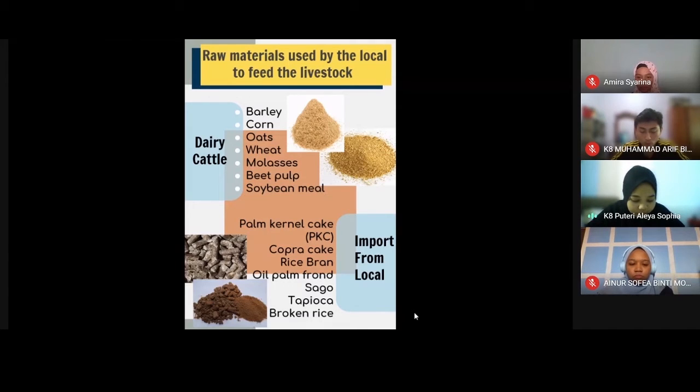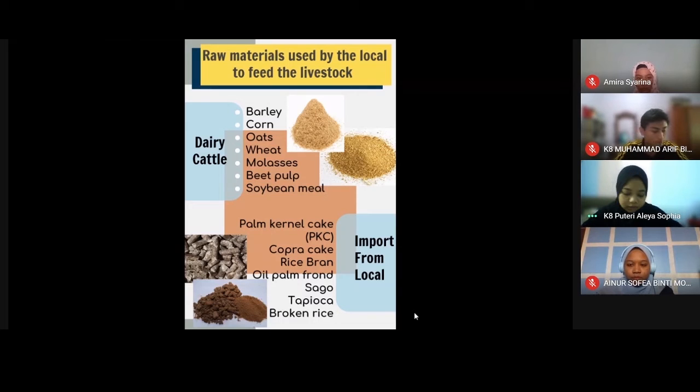The example is the rice bran is imported from Thailand and China. The tapioca is imported from Thailand, and the broken rice is imported from India and Myanmar. These are the sources of the countries they are imported from.